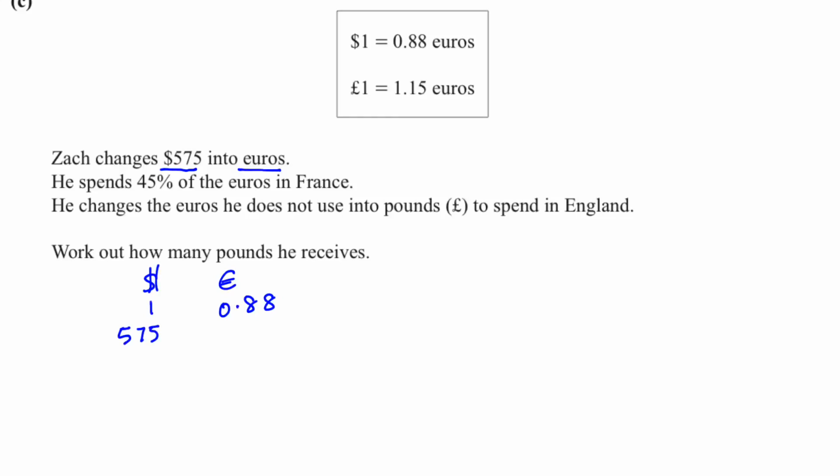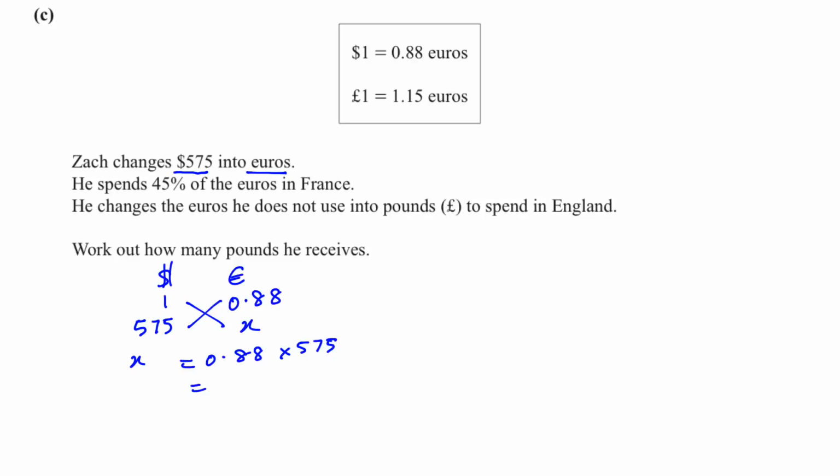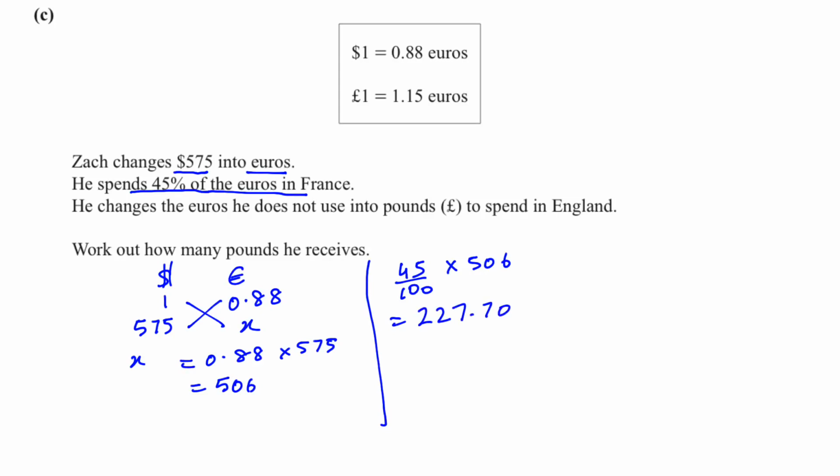Therefore, $575 is equal to how many euros? We cross multiply. We get x is equal to 0.88 times 575. Therefore, x is equal to 506. So the total amount of euros that he gets is 506. The next step, he spends 45% of the euros in France. So we have to find 45% of 506. That is 227.70. Out of 506, he spends 227.70. So remaining is 278.30.